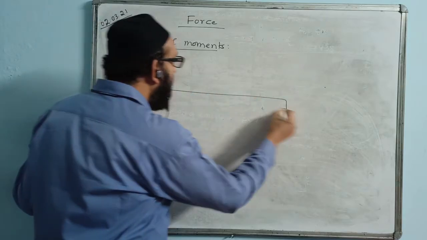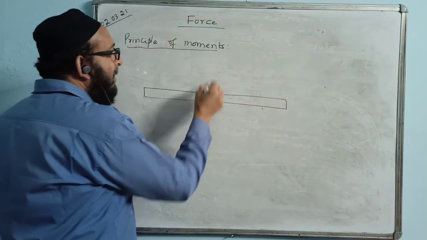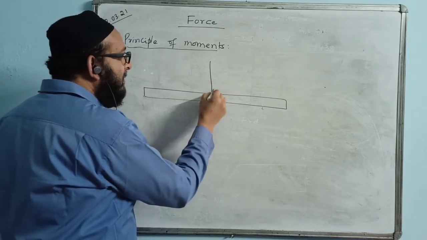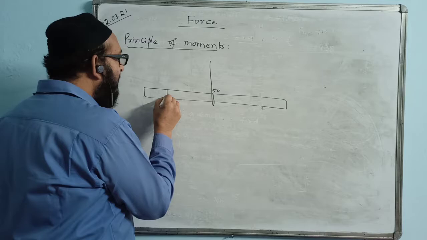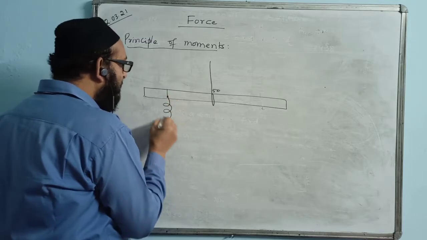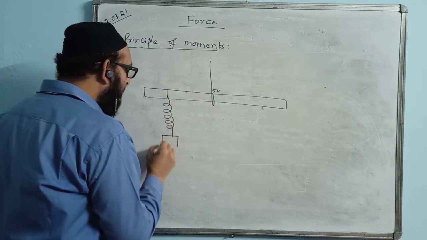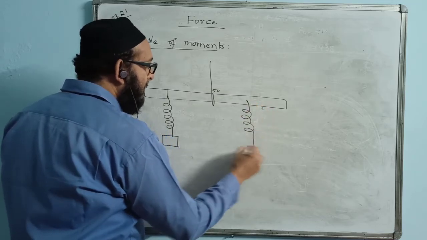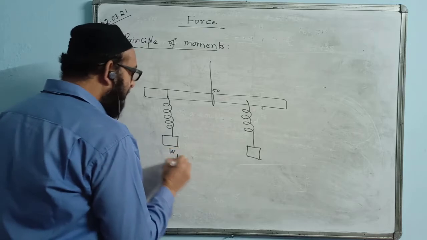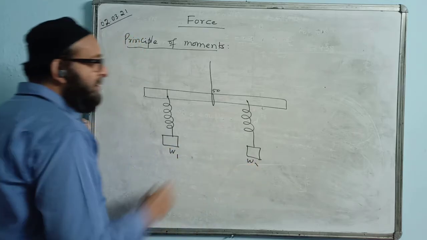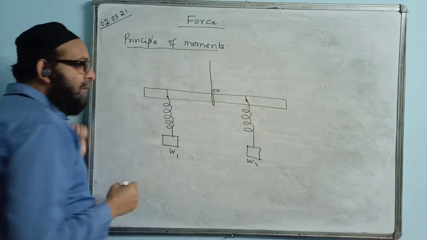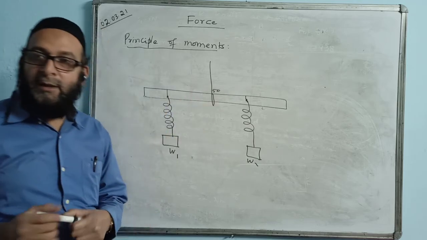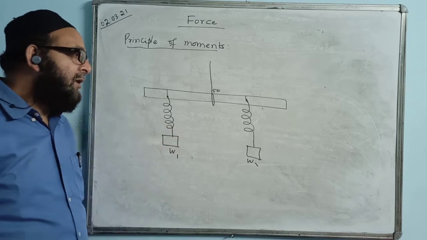They show a meter rule like this, suspended exactly in the midway, the midpoint, that is the 50 centimeter mark. One weight we are hanging here with the help of a spring balance, and another weight we are hanging with a spring balance here like this. This is weight W1, this is weight W2. Then the meter rule scale is horizontal, balancing horizontally.